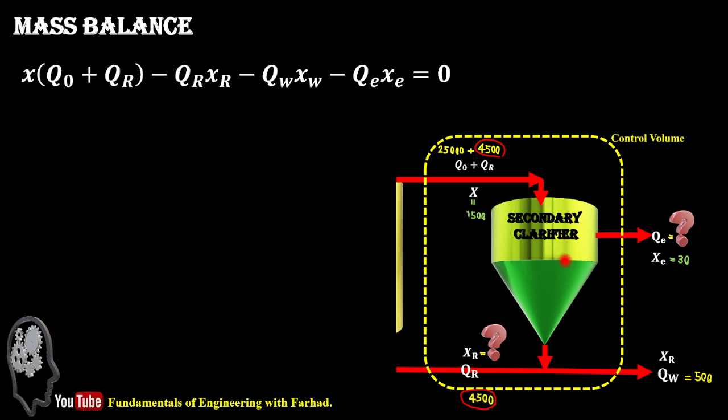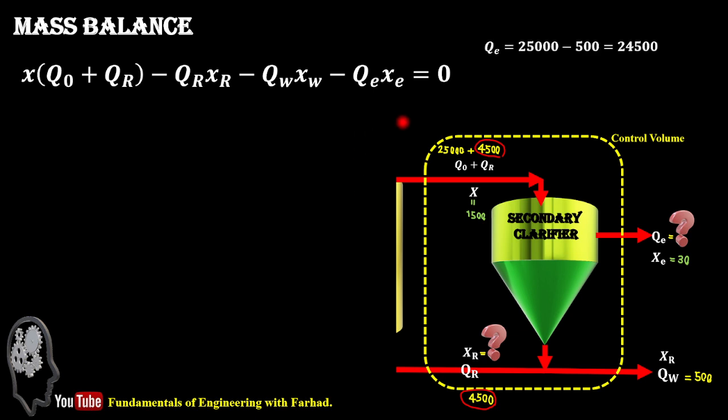This is coming to our secondary clarifier. This is going out, this is going out, this is going out. So one portion coming in, so this is plus, and these are 1, 2, 3. They are subtracting, and the equation should go to 0 because we should have a mass balance in our control volume.